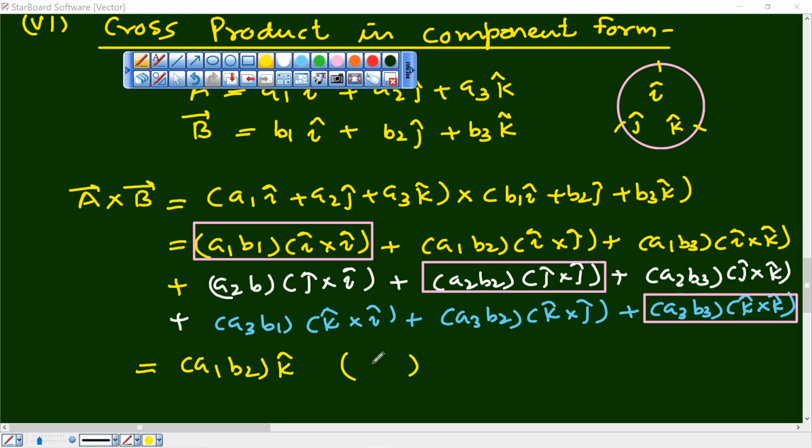Let me write neatly. My writing becomes filthy sometimes, bear with that. You have to write on the electronic board, and there is no friction. i cross k cap. What is i cross k cap? Minus j cap. Beautifully correct. Very correctly spoken. Minus j cap. Right? Then of course come to the second row. A2 B1. It was B1. A2 B1, and j cross i.